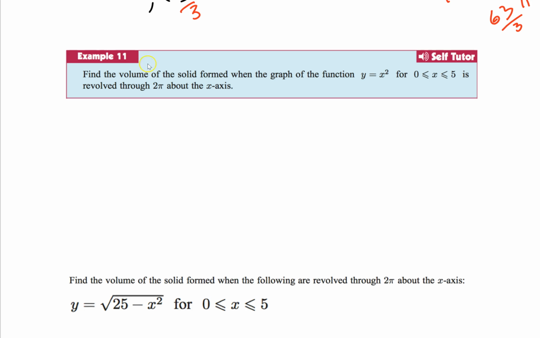Find the volume of the solid. Again, I see volume, so I think formula sheet, pi y squared. It's in your formula sheet. The solid formed when the graph of the function y equals x squared for 0 to 5 is revolved through 2 pi. Again, that's just a fancy way of saying find the volume. We know how to find volume. We have the formula. We just have to find the limits. They're right here, 0 to 5, and there's my equation. So let's plug it in.